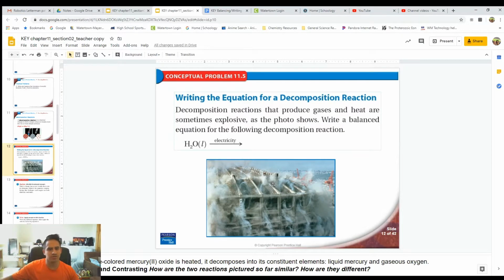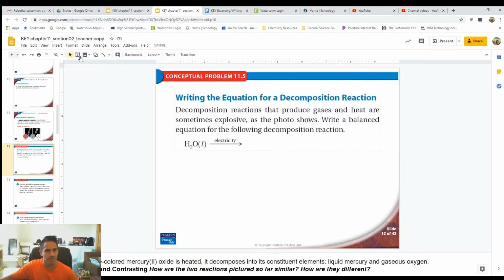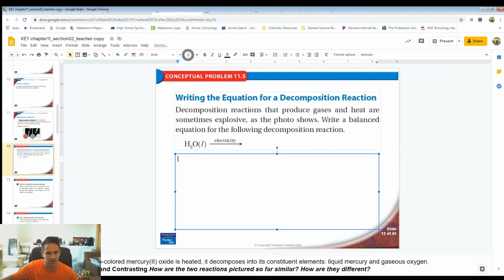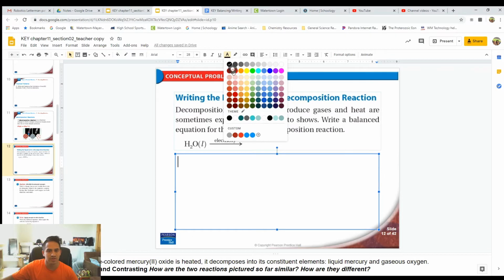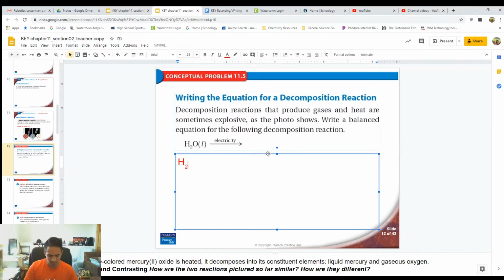So decomposition reactions that produce gases and heat are sometimes explosive, as the photo here shows. Write a balanced equation for the following decomposition reaction. So they want us to write an equation for the decomposition reaction of water, which is going to break apart into hydrogen and oxygen. Okay? So we're going to have H2O, which is a liquid. There we go. L. I don't know why I keep having an S there.